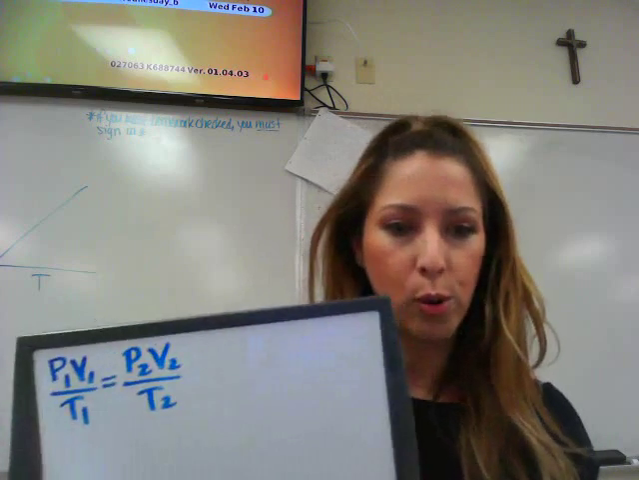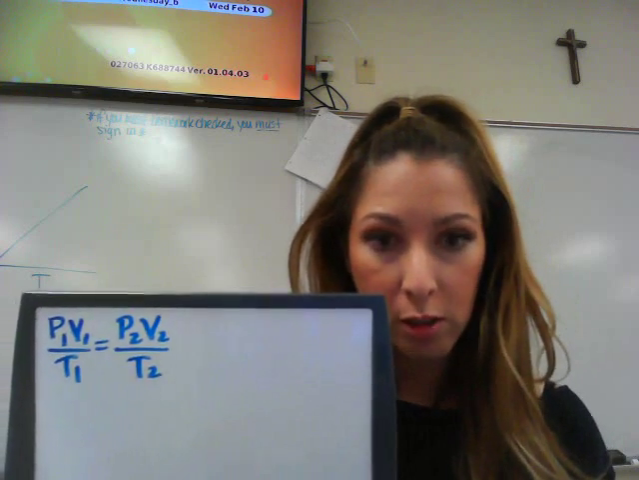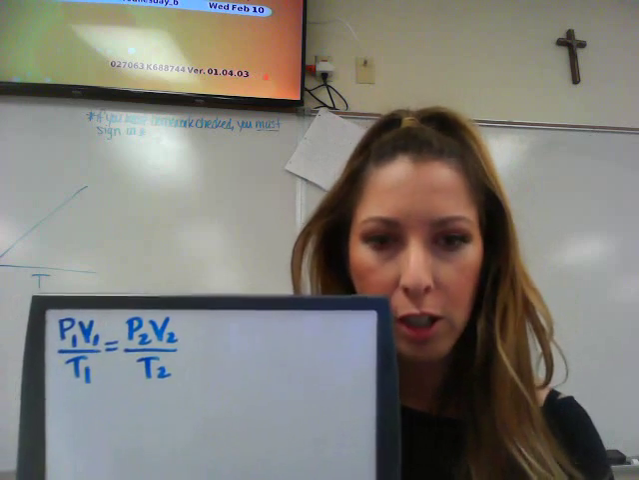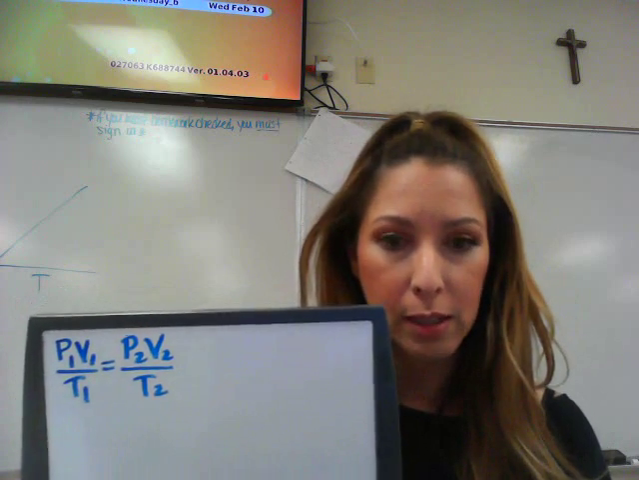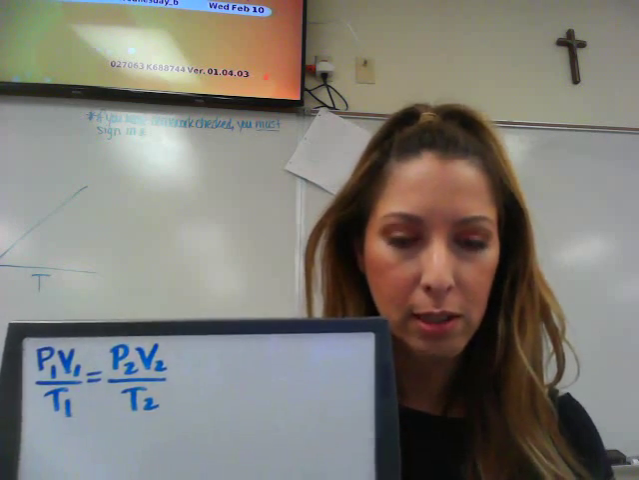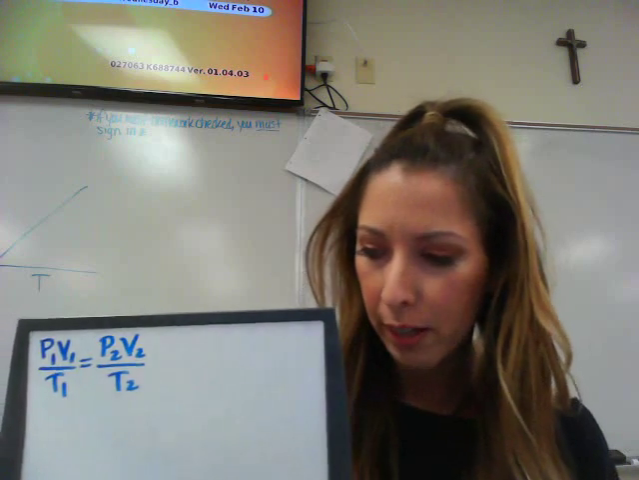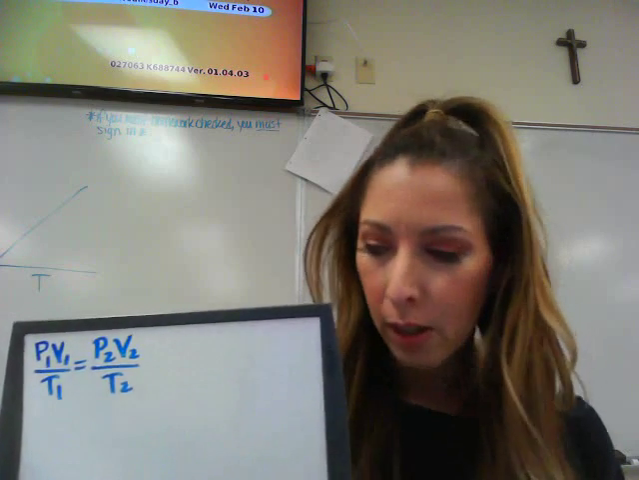Okay, the combined gas law is P1 times V1 over T1 equals P2 times V2 over T2. P is pressure, V is volume, T is temperature. Temperature has to be in Kelvin. That means you take degrees Celsius, you add 273, and it gives you Kelvin.